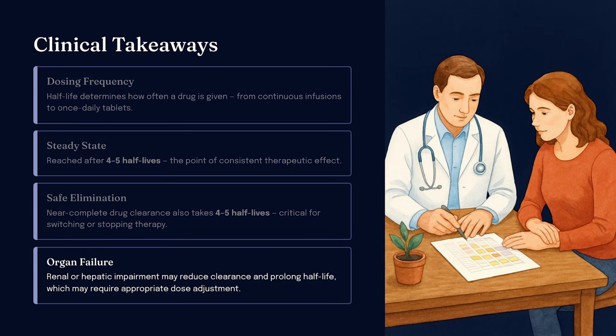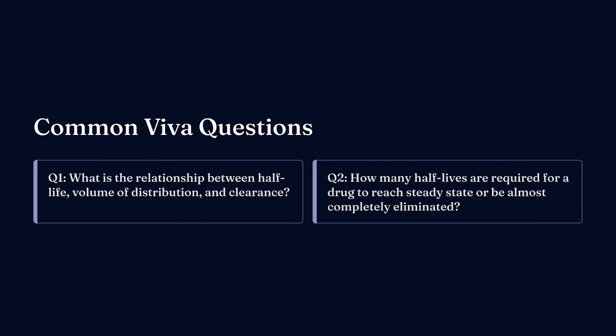And finally, organ failure. Renal or hepatic impairment may reduce clearance and prolong half-life, which may require appropriate dose adjustment. Common Viva questions. Before we finish, try answering these two commonly asked Viva questions on half-life.